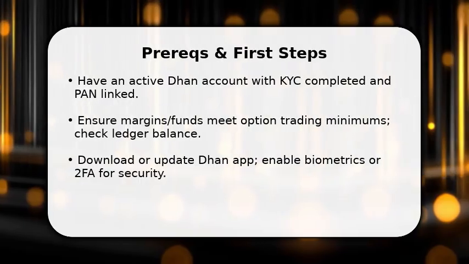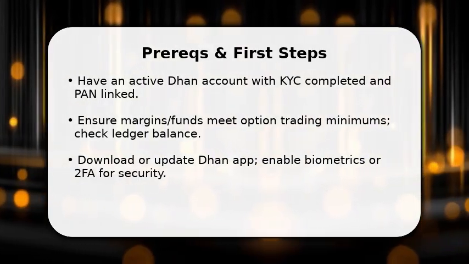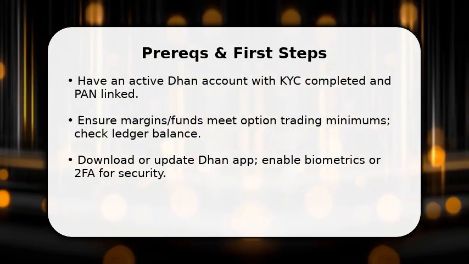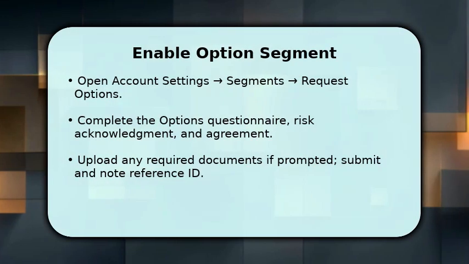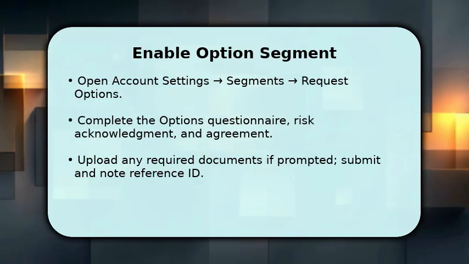After that, navigate to the main menu. You will move directly into the account settings to begin the activation flow without any backtracking. You now enable the option segment by opening account settings, then segments, and selecting request options.